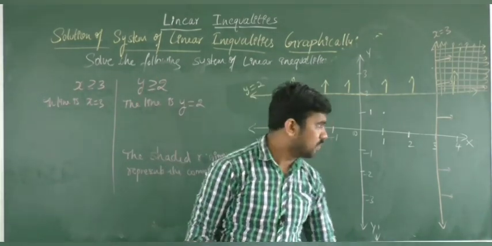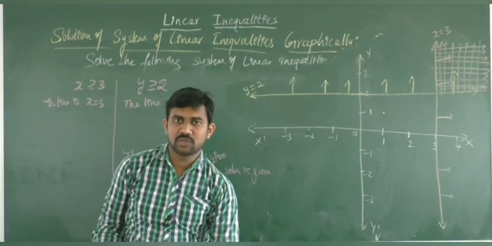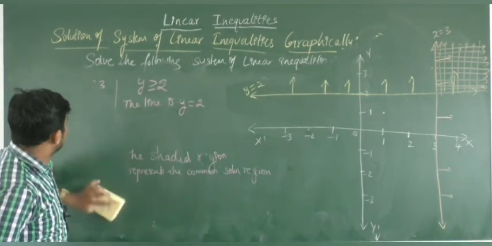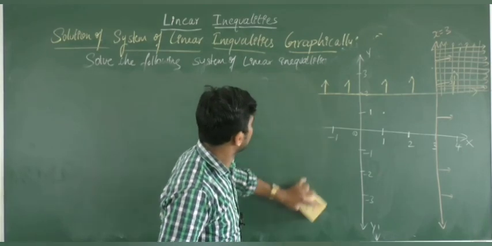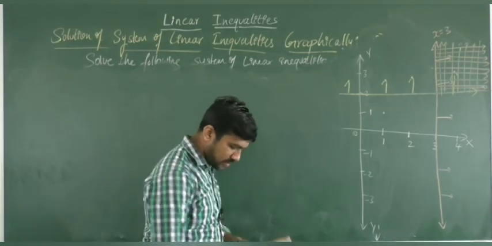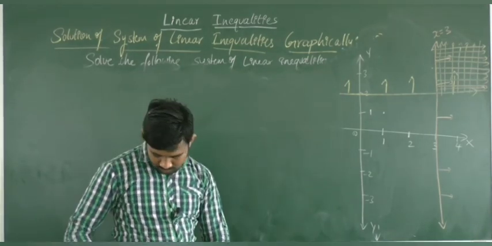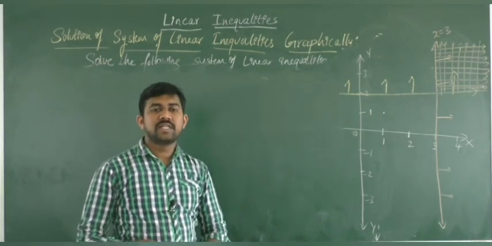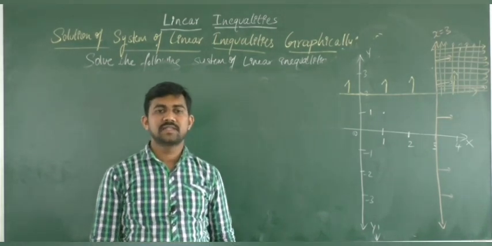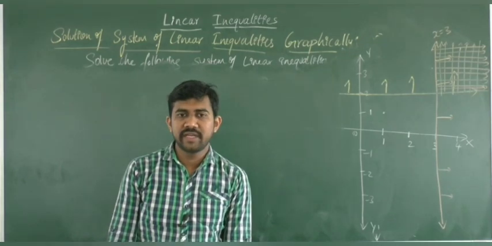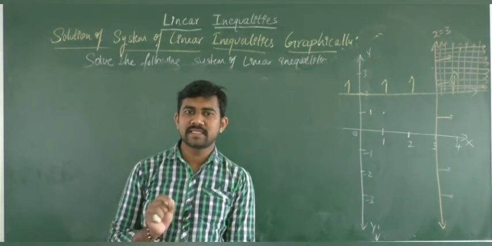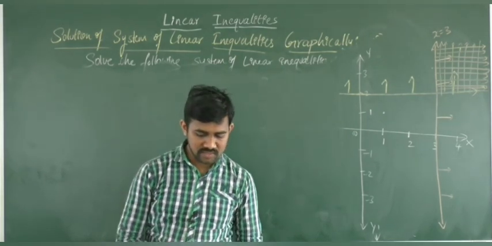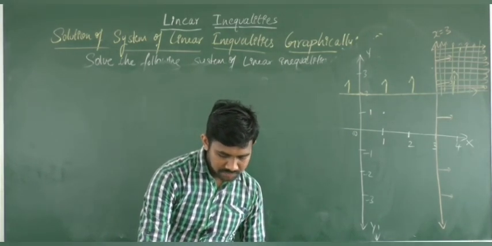Okay, so now we'll see the next question. What is the next question we have? That is 2x plus y greater than or equal to 6, 3x plus 4y less than or equal to 12. Okay, see the question here.